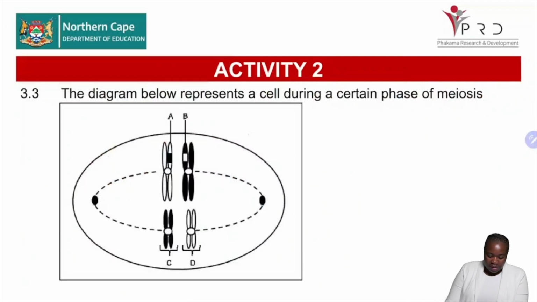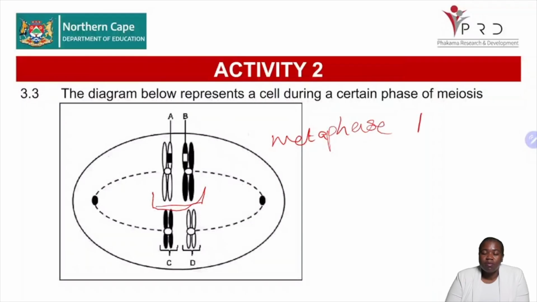Okay, now let's have a look at our second activity. It says here, the diagram below represents a cell during a certain phase of meiosis. By looking at the cell, you should be able to see which phase this is. As we can see, we have 4 chromosomes that are full chromosomes, and they are aligned at the equator in homologous pairs. It tells us that this is metaphase 1.